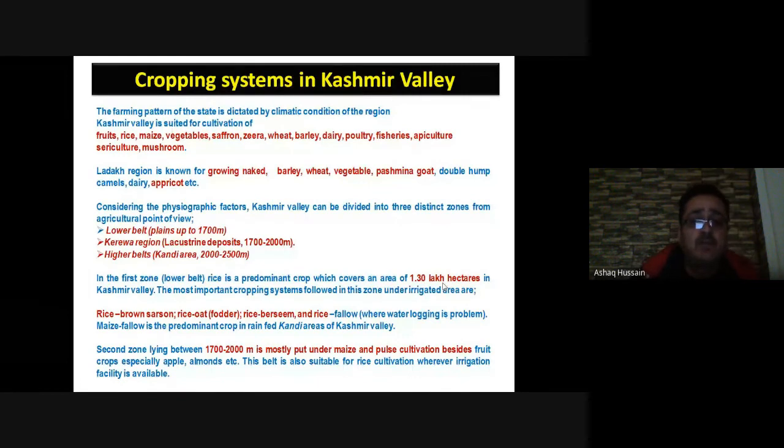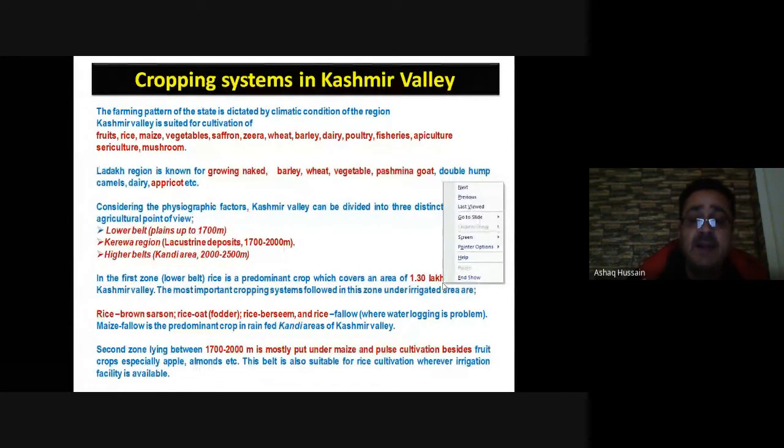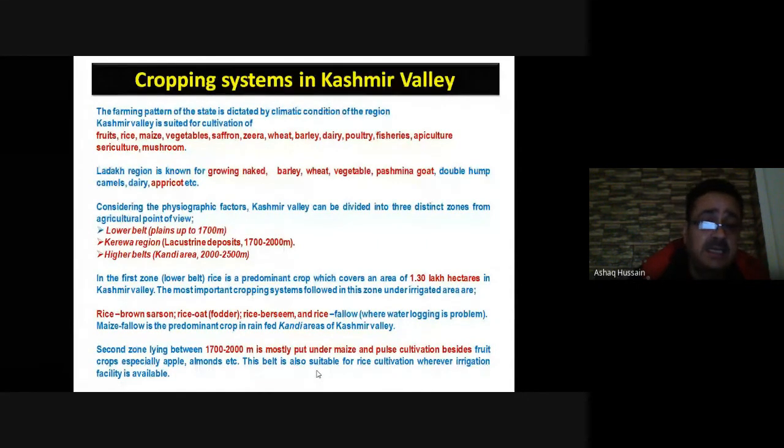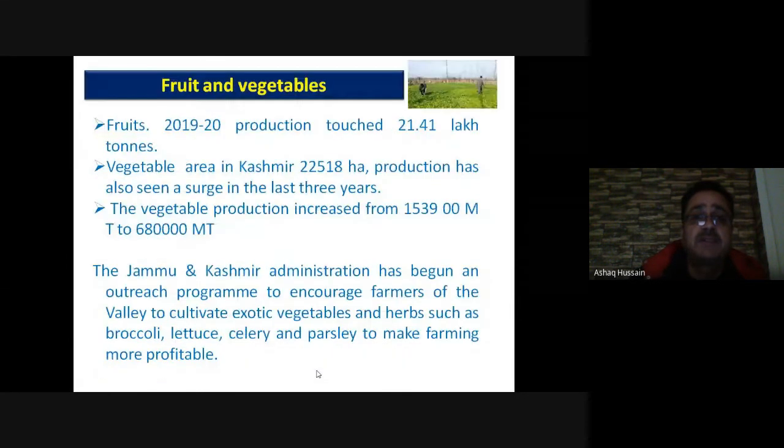Then when we move to the Kandi areas, meaning the rain-fed areas, that means the mid-belt, the Karewa belt, there we have maize and pulses as important crops. Both these crops are generally grown as rain-fed crops. And apple is also grown in these Karewas on a large scale. Other important crops are almonds, cherry, and plum. So these are the different cropping systems that we have discussed here.